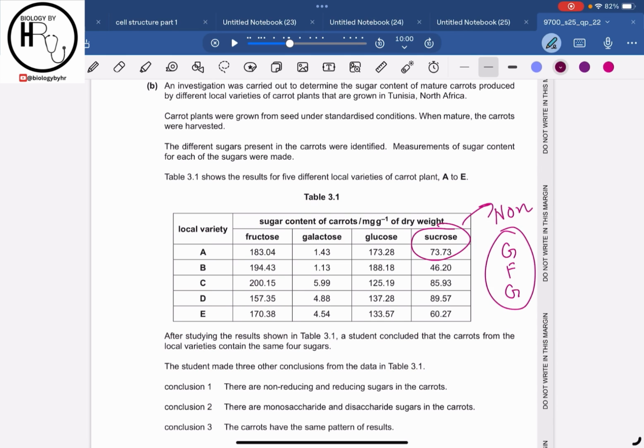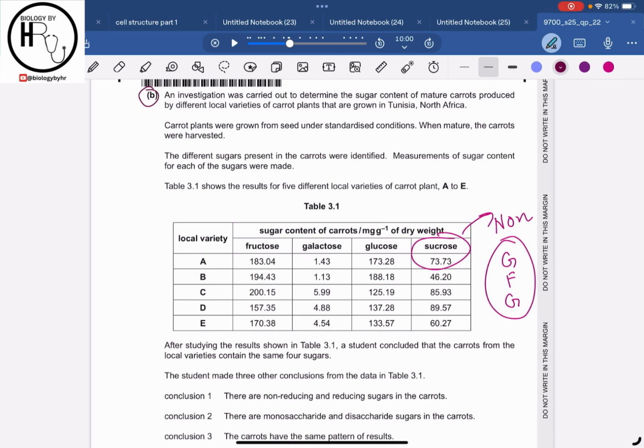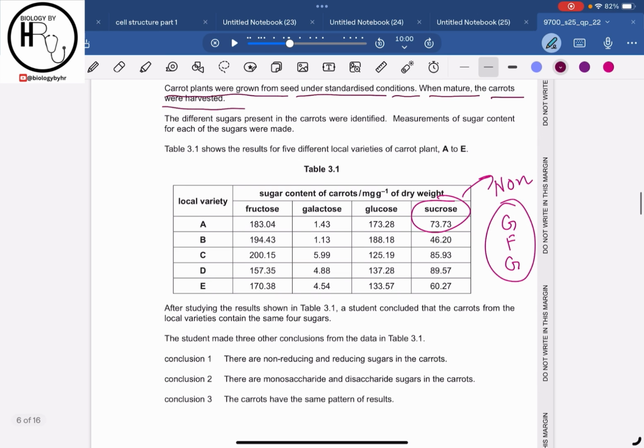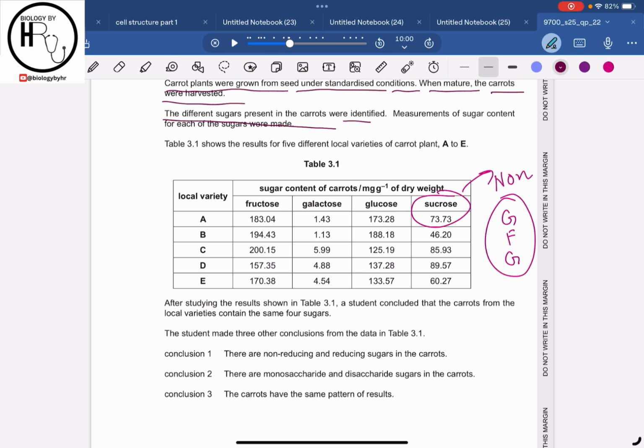Now let's move on to part B. Part B says that an investigation was carried out to determine the sugar content of mature carrots produced by different local varieties of the carrot plants that are grown in Tunisia, North Africa. Carrot plants were grown from seed under standardized conditions. When mature, the carrots were harvested. The different sugars present in the carrots were identified. Measurements of the sugar content of each of the sugars were made. Table 3.1 shows the results of 5 different local varieties of the carrot plant, A to E.